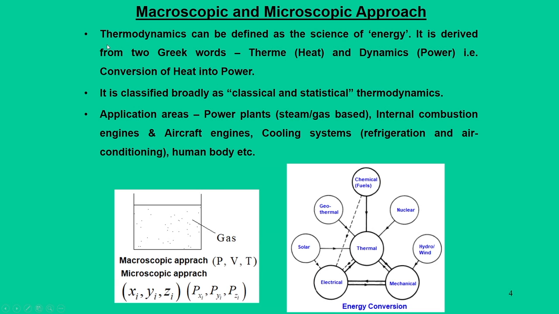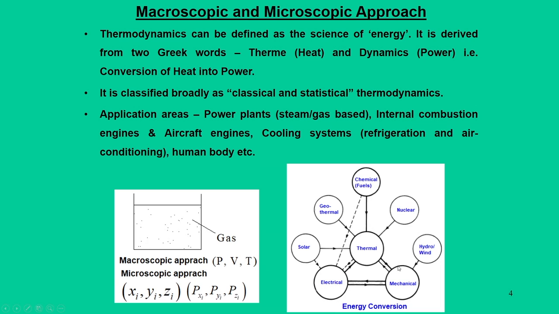But before we go deep into them, let us see what the word thermodynamics means. It is nothing but the science of energy. As you see, energy is available in many forms: we have thermal energy, electrical energy, mechanical energy, hydro or wind energy, nuclear energy. Energy is also available in the form of chemicals, that is in the fuels. Energy is also available underground in the earth, and we call this geothermal energy. We also have solar energy.